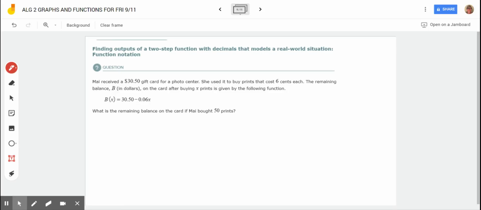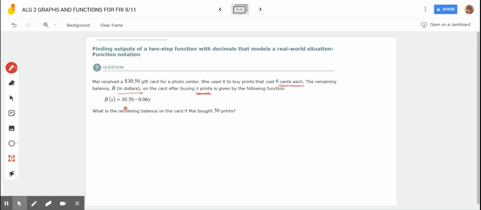Finding outputs of a two-step function with decimals that models a real-world situation, function notation. Okay, basically you're going to be dealing with money, because decimals are always money. In fact, if you're ever having trouble with decimals, think of money. Money's great for that. Okay, Mai received a $30.50 gift card for a photo center. She used it to buy prints that cost 6 cents each. The remaining balance, B in dollars, on the card after buying x prints. In other words, she bought some number of prints for 6 cents each, and then she's got so many dollars left, is given by the following function.